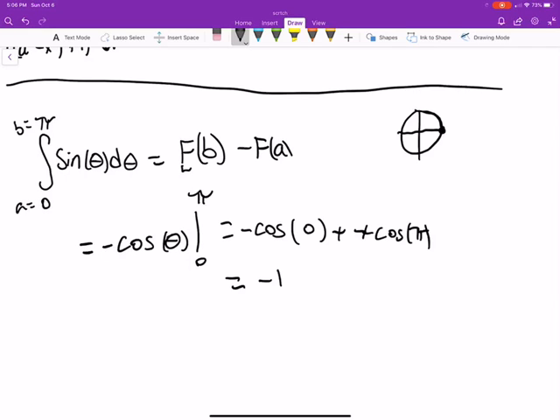And then if we go over to pi, let's see, that's, oh no, I did this right. This should be b. Look at me being silly. Okay, so negative cosine of pi is right here. So that's negative 1, so negative times a negative is positive. Plus 1, just 2. So there you go. That's all there is.